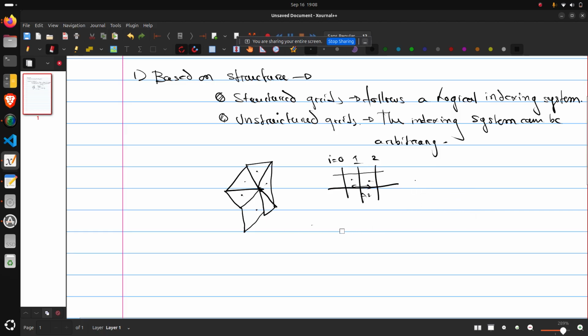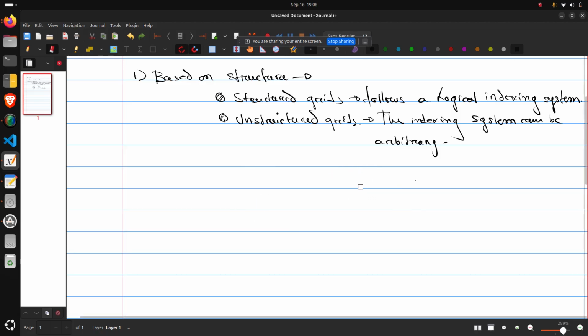Now the problem arises when we have very complex geometries where we cannot afford to have structured grids. In those cases we generally tend to go for unstructured meshes. Okay.